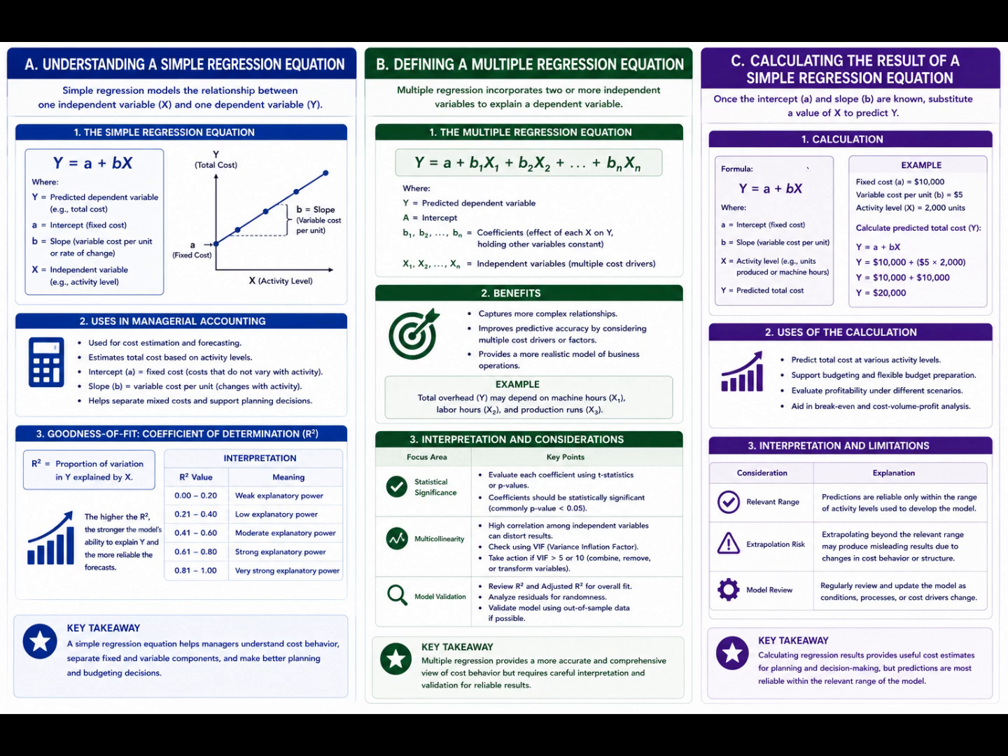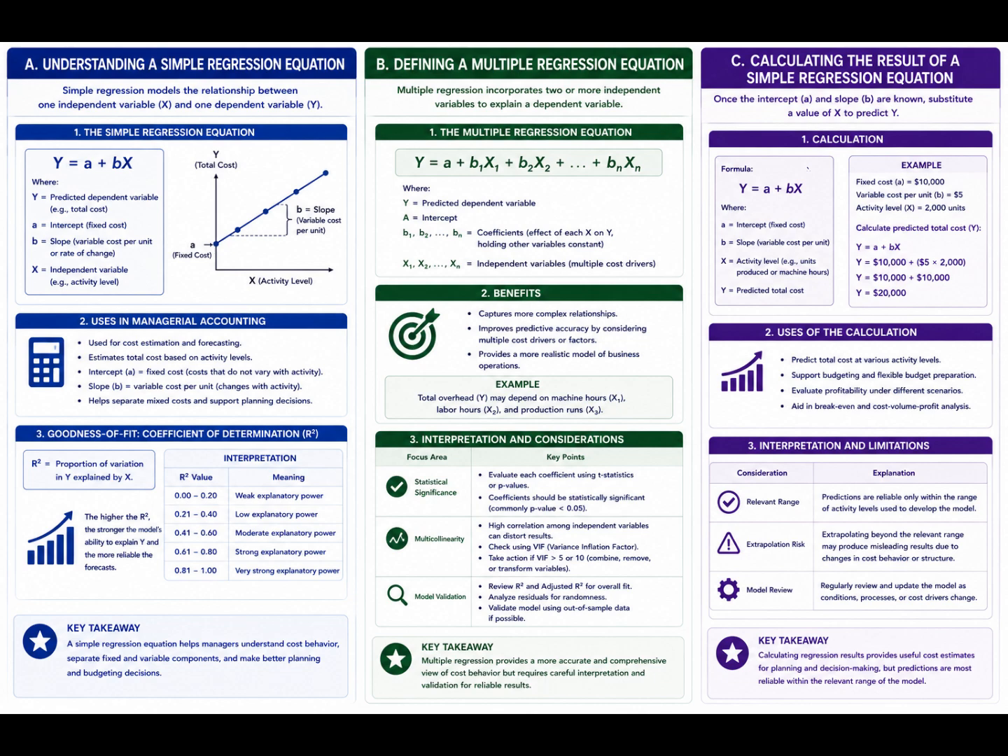B. Define a multiple regression equation. A multiple regression equation incorporates two or more independent variables. It is expressed as y equals a plus b1x1 plus b2x2 plus bnxn, where each coefficient measures the impact of a specific independent variable on the dependent variable, holding other variables constant.